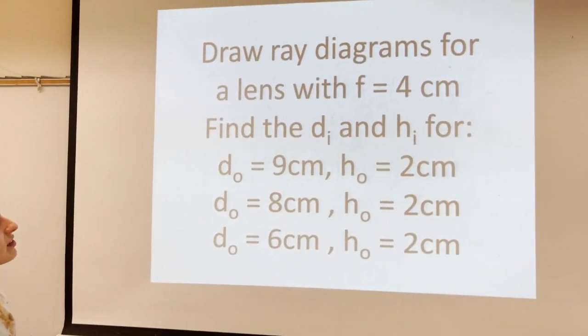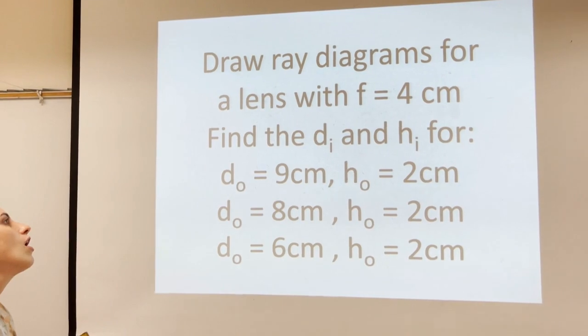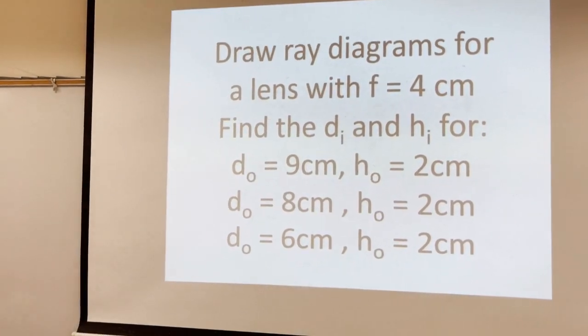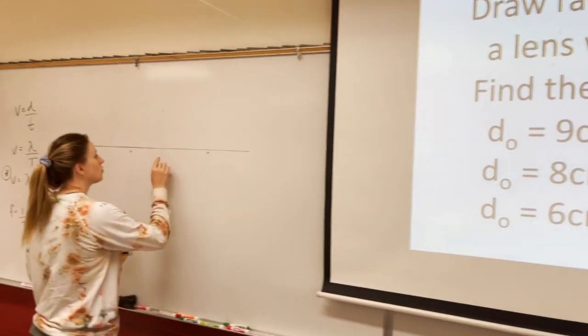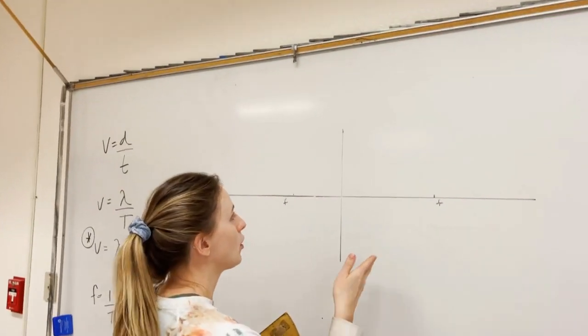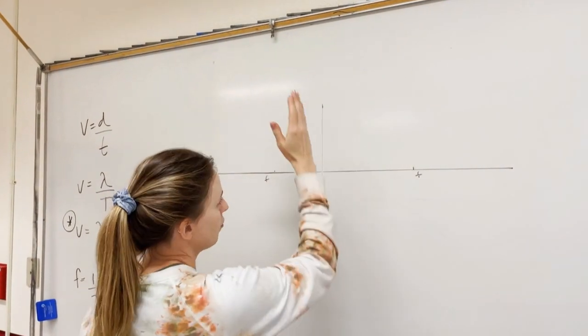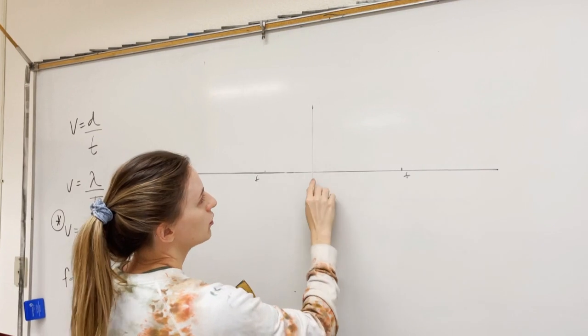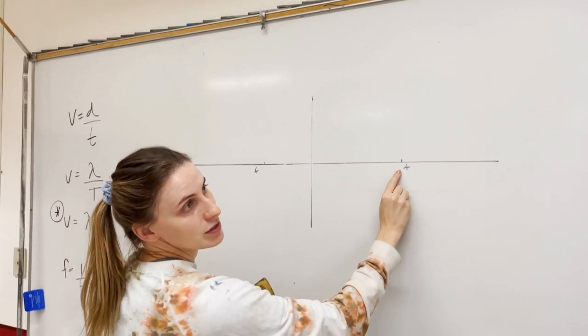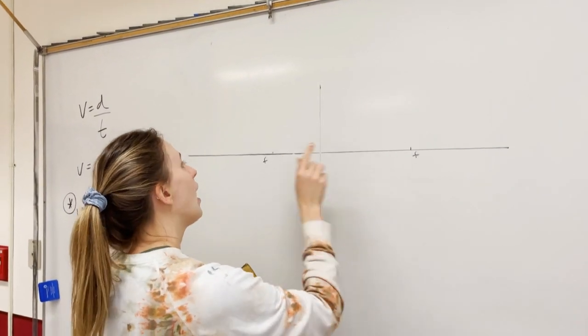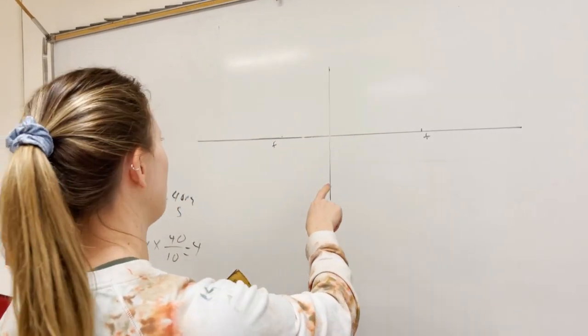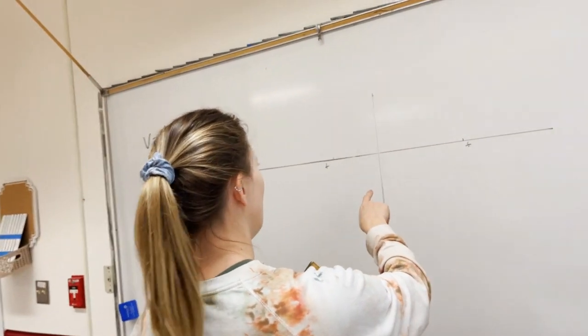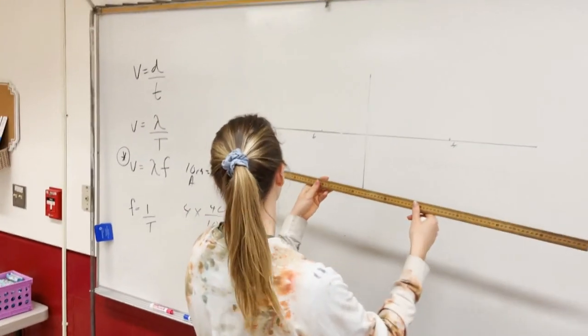Okay, so draw a ray model diagram for a lens with a focal point of 4 centimeters. Okay, so take a look at this. On your paper, you're going to want to draw a straight line here with our lens right here in the middle, and you're going to want to measure out from 0 to 4 centimeters here. 4 centimeters to the right. And then the same thing over here. Does that look like it's in the middle? 4 centimeters to the left. It doesn't look like it's in the middle. Now that I'm looking at this.